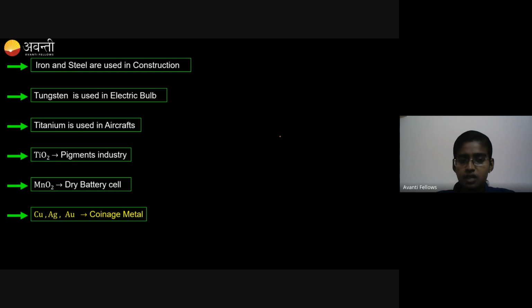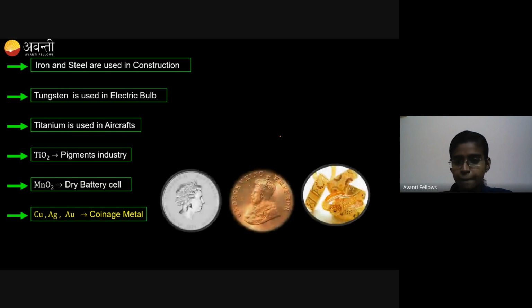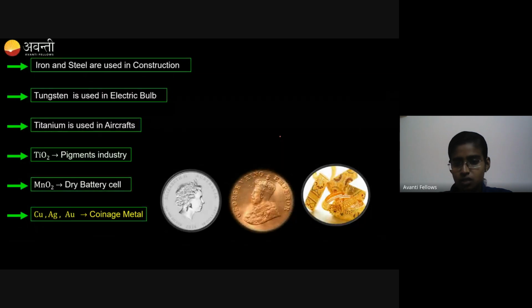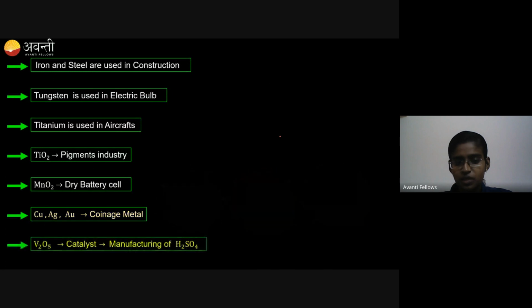And copper, silver, gold are coinage metals, which were used for making coins. Copper coins, silver coins, we have, no? They are coinage metals, which you can see here. First one is silver, second is copper, and third is gold. And vanadium pentoxide is used as a catalyst for the manufacture of sulfuric acid. This we have discussed in the class also. So vanadium is the d block metal being used. There are 7 uses in this slide, and some more uses are also there.